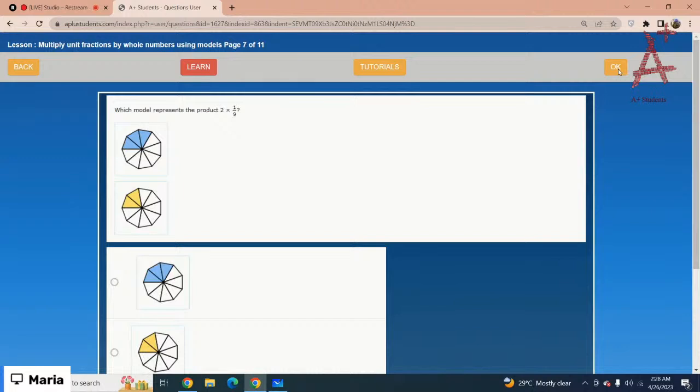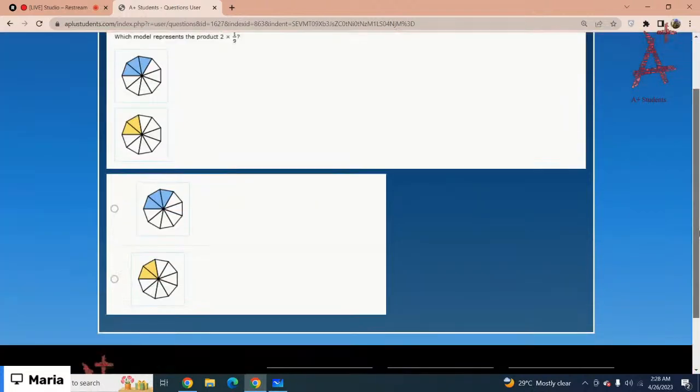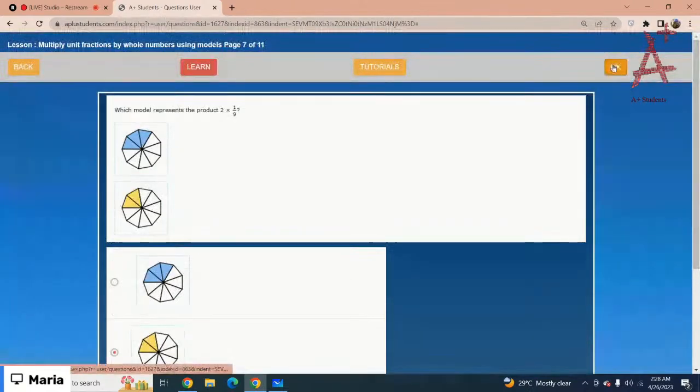It would be 2 out of 9. That means just 2 of them are colored out of the 9. So which is the correct option? The second one. You can see just 2 of them are yellow colored, and it will add 3, 4, 5, 6, 7, 8, 9. So it would be the second option. Got it?